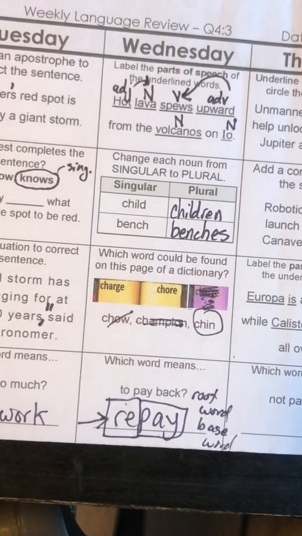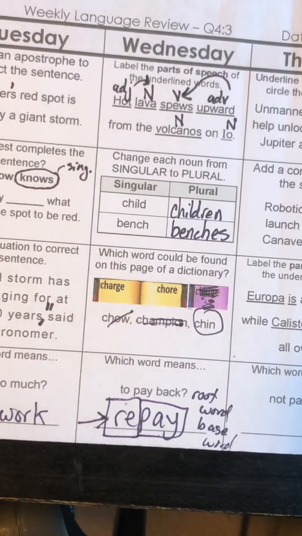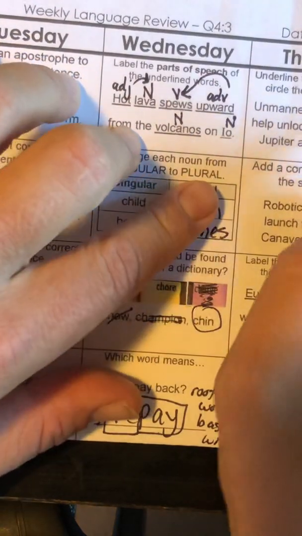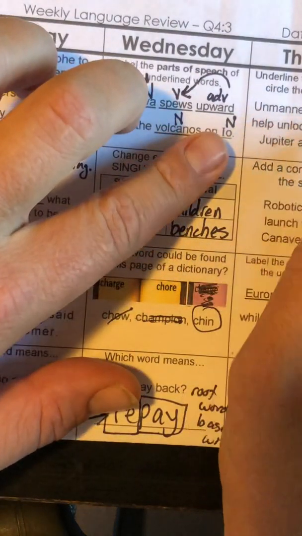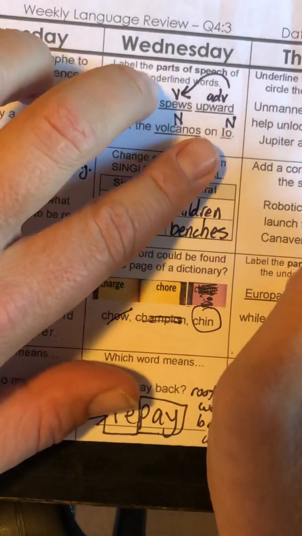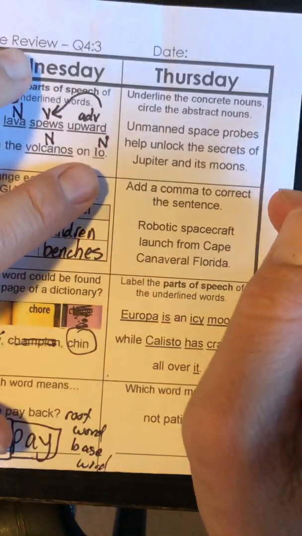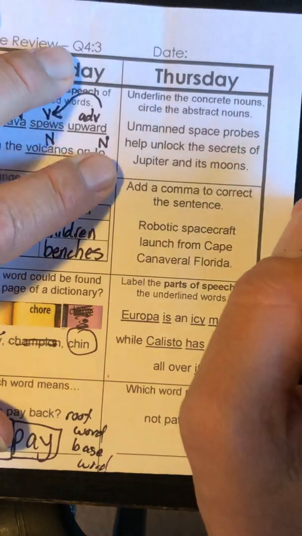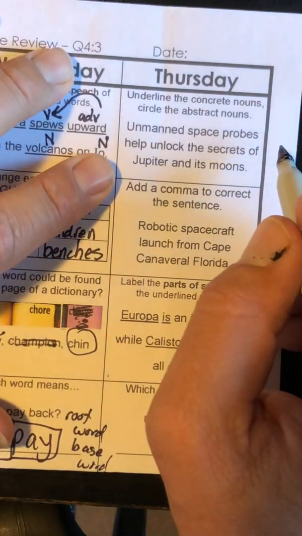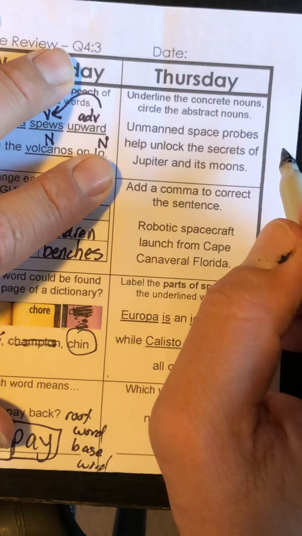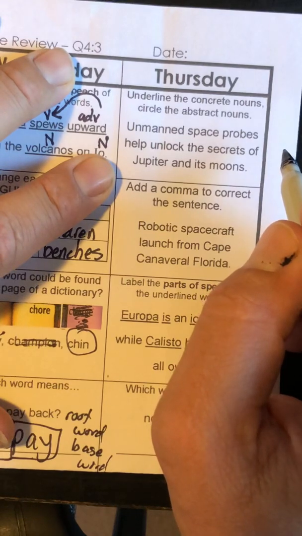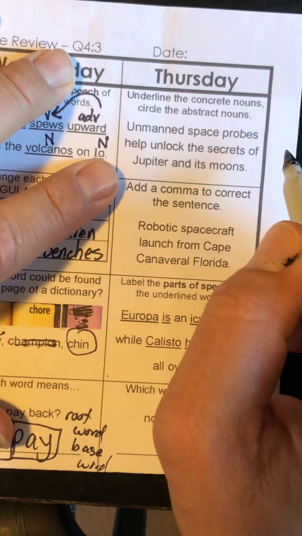Now this one I thought was kind of confusing. Underline the concrete nouns. Unmanned space probe. So I'm looking at the answer key. And it has the underline the concrete nouns. Unmanned space probes unlock the secrets.